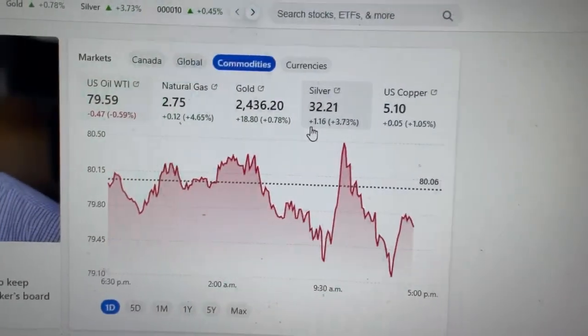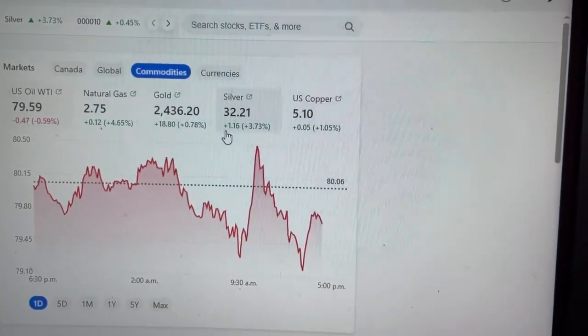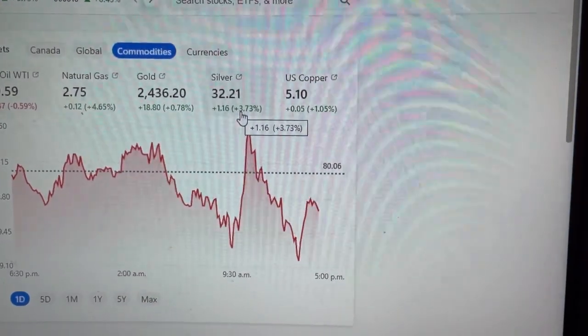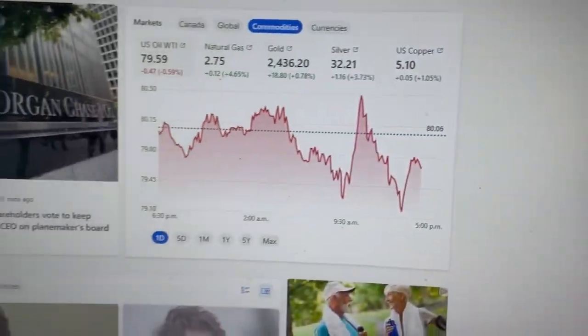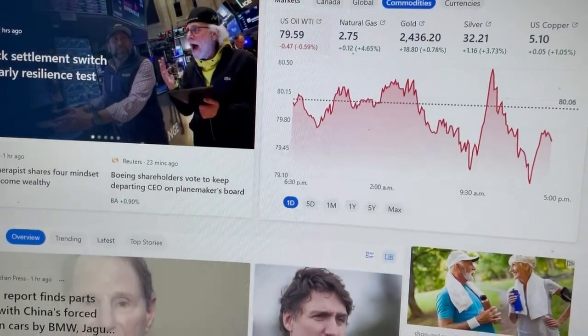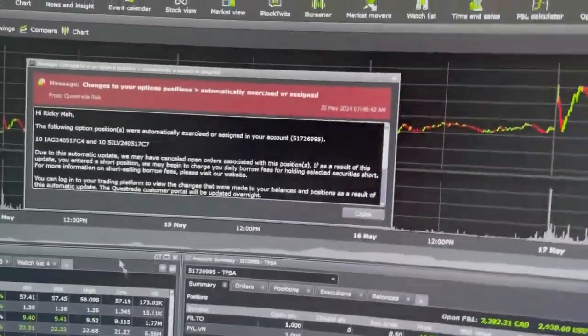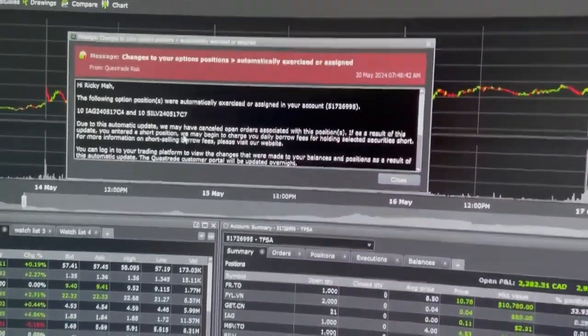It's up $1.16, or 3.73%. Okay. I'm going into my Questrade IQ Edge app right now. So this window that's popped up here.